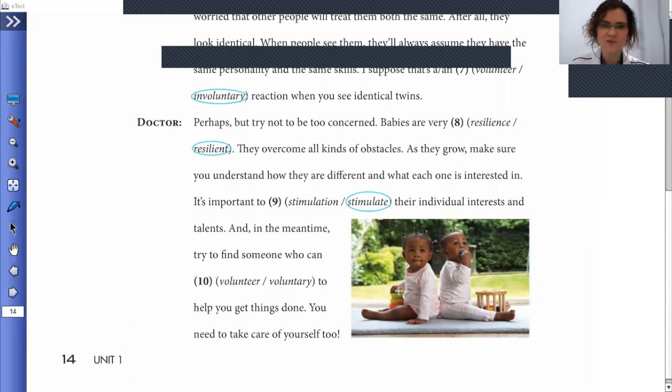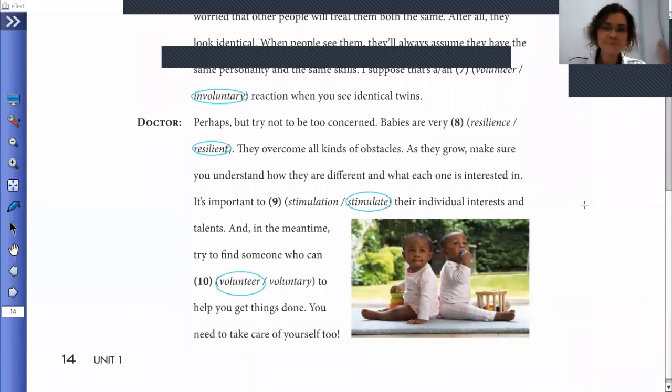And in the meantime, try to find someone who can volunteer to help you get things done. You need to take care of yourself too. Look at these babies, aren't they cute? They're the cutest. Oh my goodness.